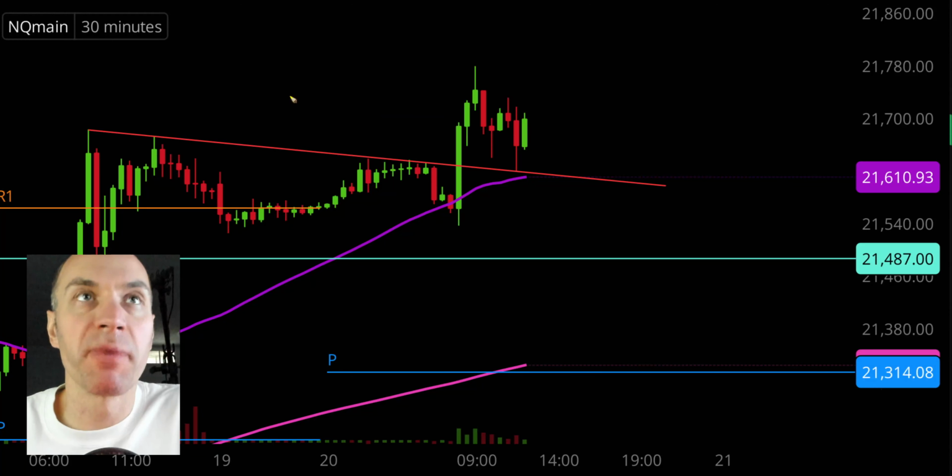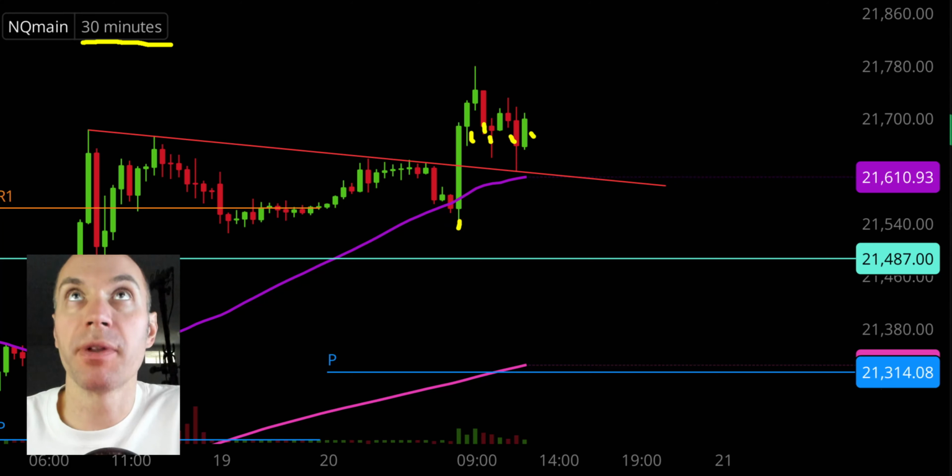Now, one special note here before I get started, I'll be using the 30-minute time frame for each of these. So what that means is that each one of these candlesticks here represents 30 minutes worth of time.